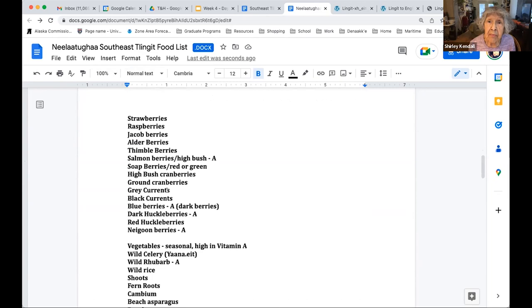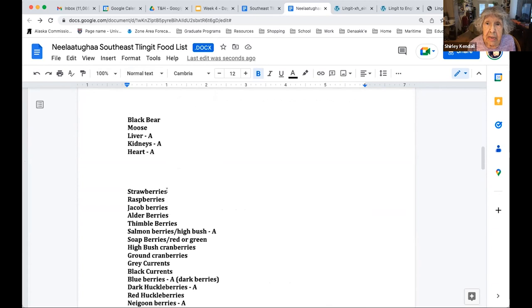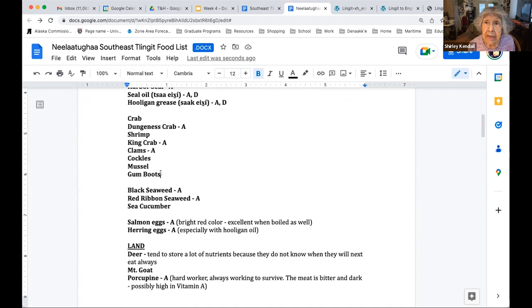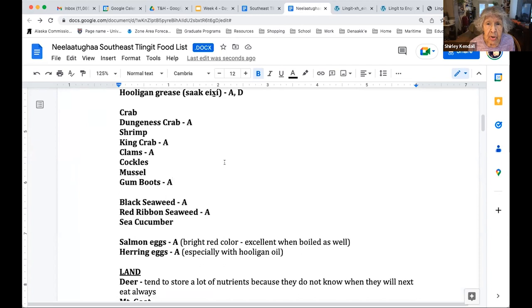So gumboots, those of you that eat gumboots, you know what color it is, don't you? Kind of like orange. Orange, yeah. So you know what kind of vitamins it has in it. Once you peel off the skin that is very thin, the meat is very, very orange. So you know what kind of vitamins that has.